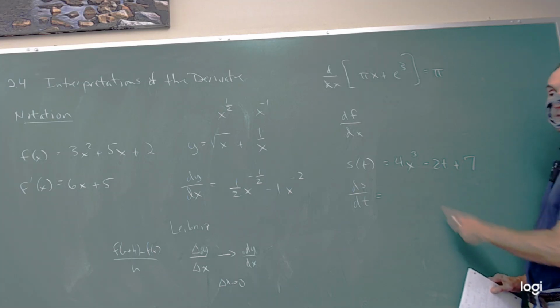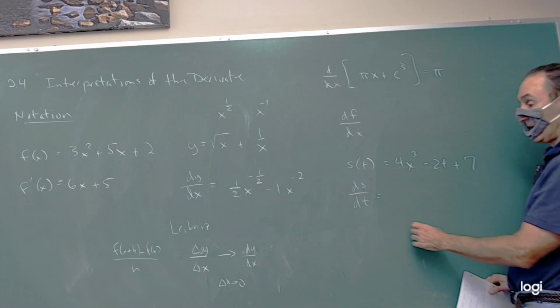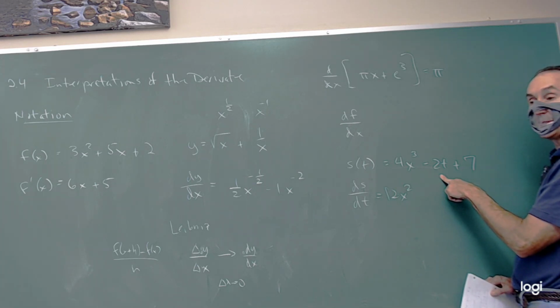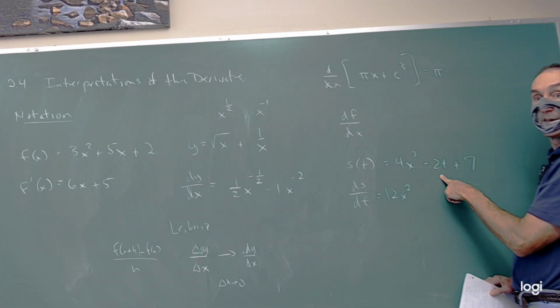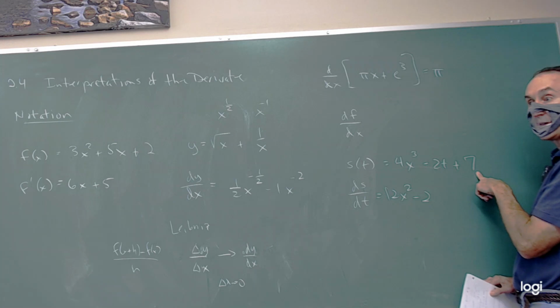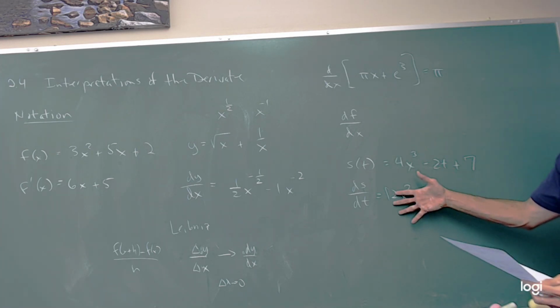And so the derivative of 4t to the third is going to be 12t squared. The derivative of negative 2t is going to be negative 2, and the derivative of 7 is going to be 0. Okay? So that's just all notation.